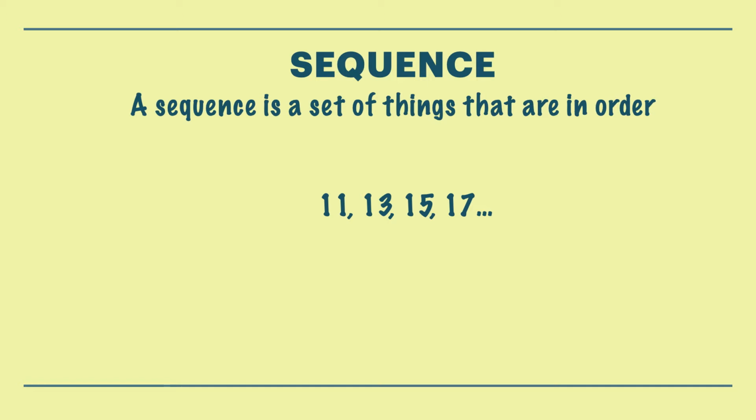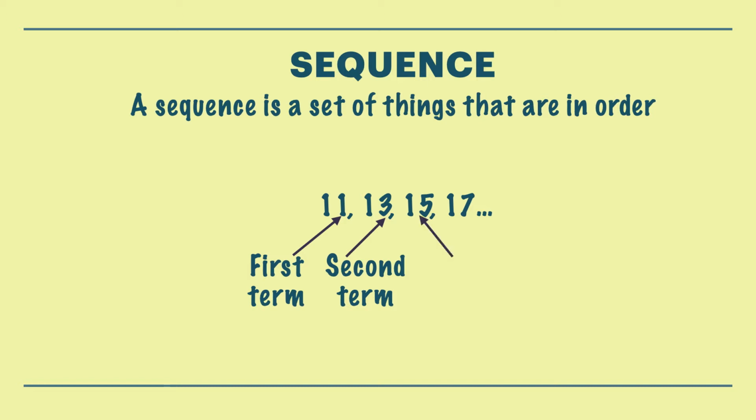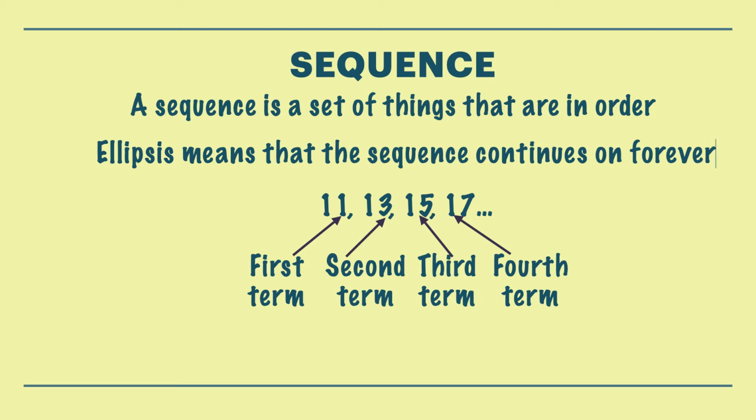Okay, well, the first term of our sequence is 11. The second term of our sequence is 13. The third term of our sequence is 15. We have a fourth term of our sequence, and that's 17. And then we have the ... The ... is called an ellipsis. An ellipsis means that that set is going to continue on forever and ever.